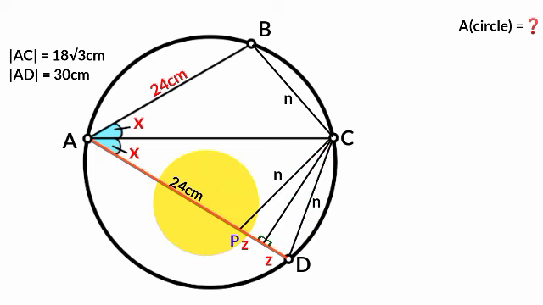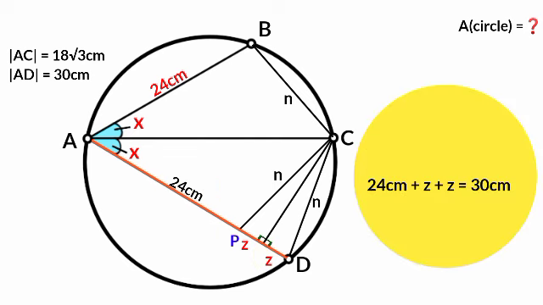Now look at this line AD. We have its length here to be 30 centimeters, but it is divided here into three parts: this 24 centimeters, this z and this z. So 24 centimeters plus 2z equal to 30 centimeters. Z plus z is 2z.